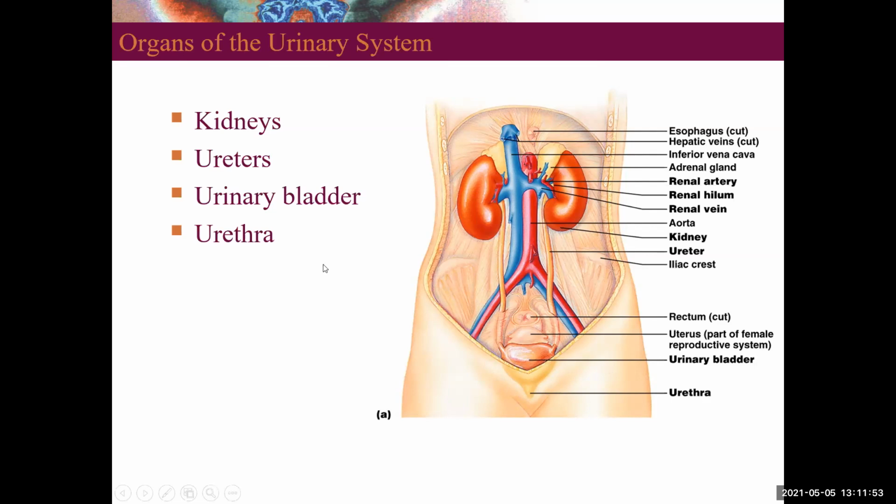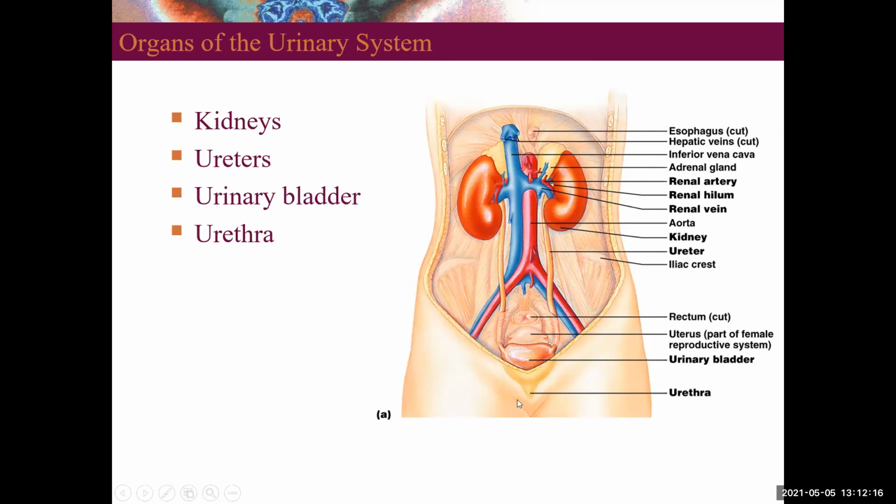So the main organs of the urinary system are two kidneys, bilateral in the lumbar region. The next tube, which carries urine, is the ureter. The sac which holds urine is the urinary bladder, and the tract which takes urine outside the body is the urethra.